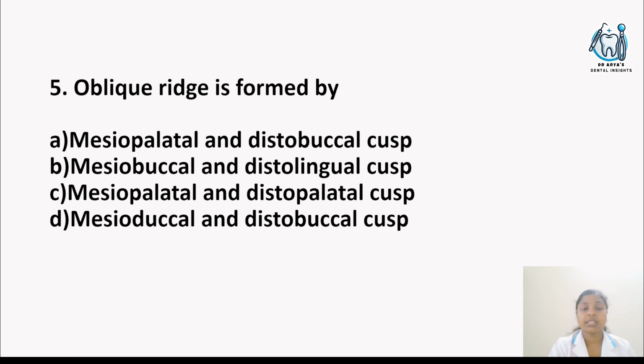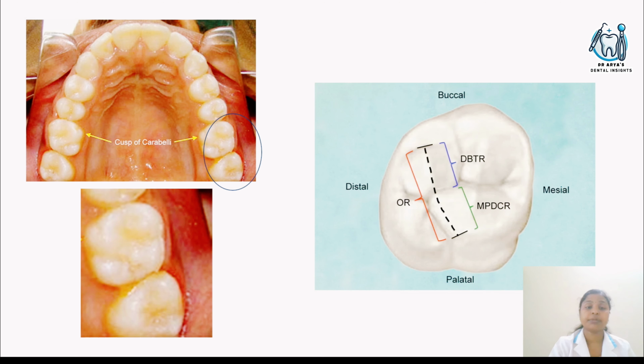So it is formed by, so here this is the cusp of Carabelli. The cusp of Carabelli is also seen in the maxillary first molar. This is a zoomed version. Here this is the cusp of Carabelli. Okay, but here our question is the oblique ridge. This is the oblique ridge. Here this is the mesial and this is the distal.